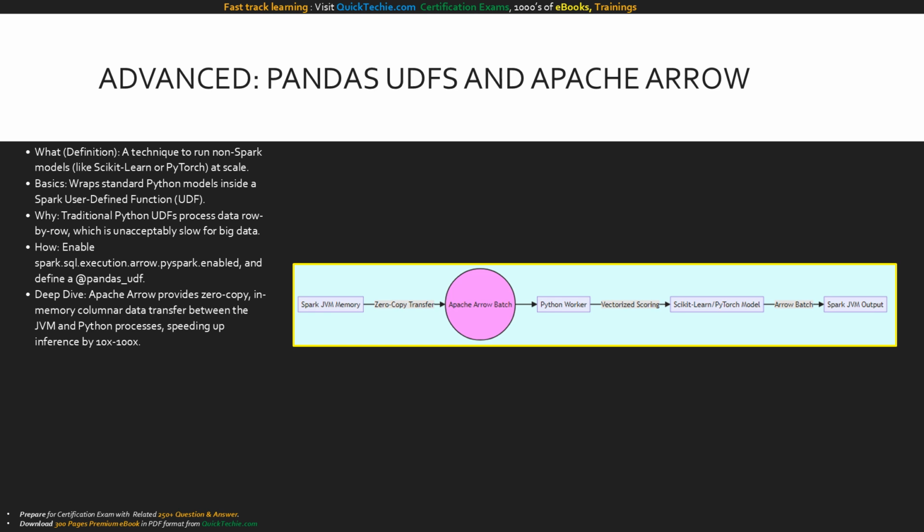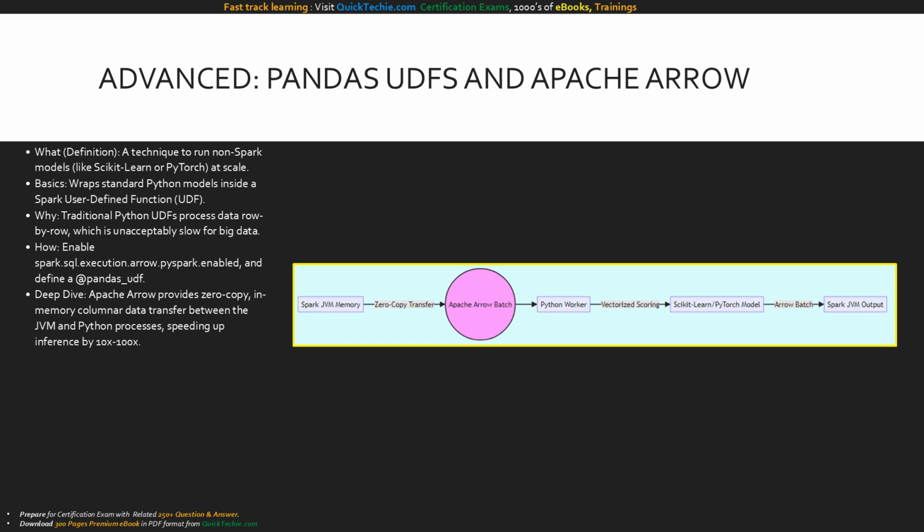Why is this advanced? Because historically, passing data from Spark's Java virtual machine to a Python process happened row by row, which is incredibly slow. To fix this, we enable Apache Arrow in the Spark config and use the @pandas_udf decorator.